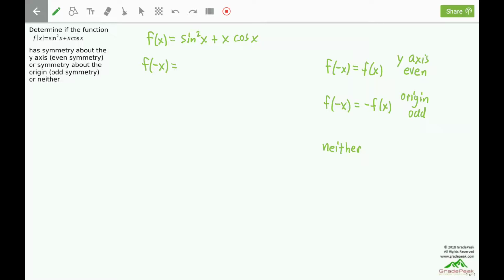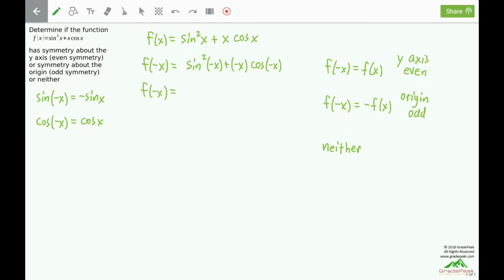F of negative x means to plug in negative x in for each of the x's, so we'll have sine squared of negative x plus negative x times the cosine of negative x. The sine of negative x equals the negative sine of x, and the cosine of negative x equals the positive cosine of x.